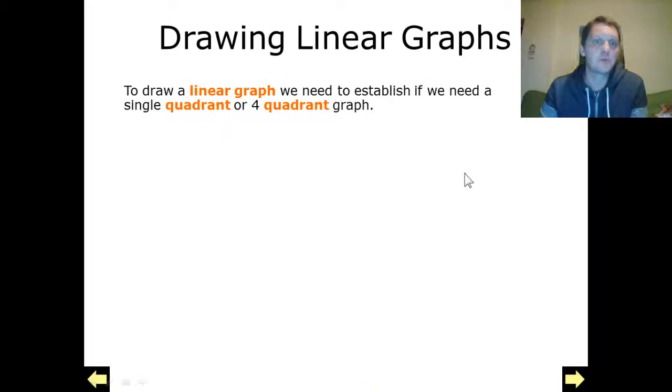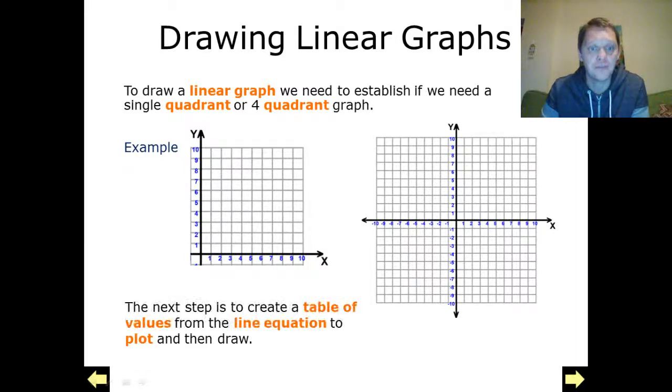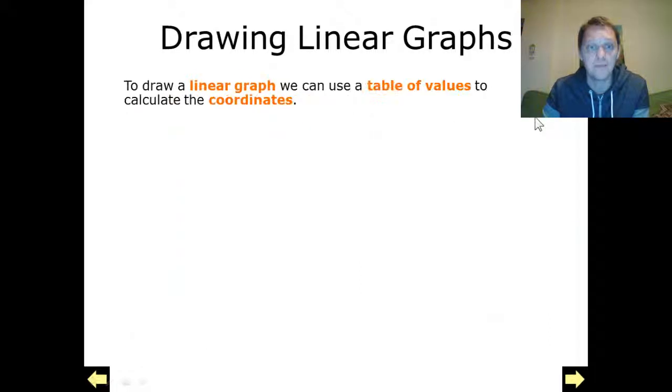So when we are going to draw any form of graph, first of all, we need a type of graph to use, and we could use a single graph, a basic graph, or we could use a 4-quadrant graph. Within this example, we will be using a 4-quadrant graph. So first of all, we'll need some form of linear equation, some form of line equation, and we'll need a table of values to create our coordinates that I'm going to plot to then draw our linear graph.